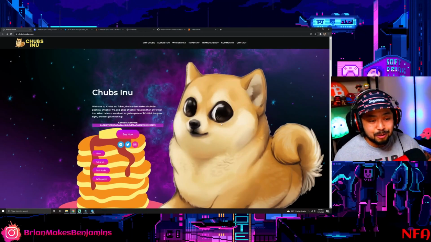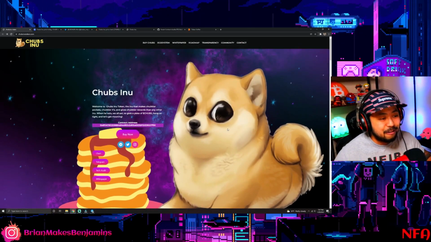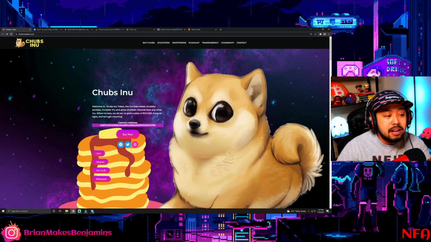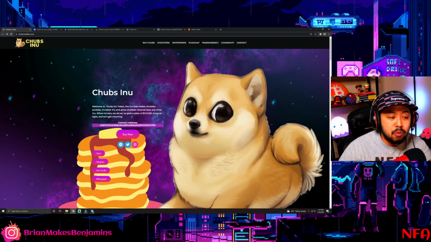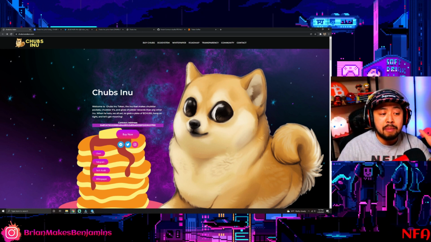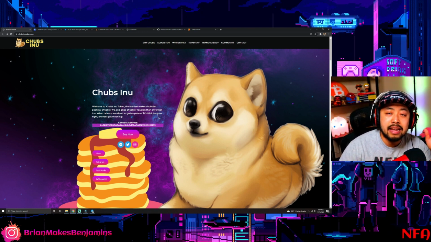And here we are on their website, and you have this little chubby doggy right here, and they have this little welcome right here. Welcome to Chubb's Inu token, the Inu that makes chubbier pockets, chubbier X's, and gives chubbier rewards than any other Inu. When he eats, we all eat. So grab a plate of Chubbs, hang on tight, and let's get to mooning.